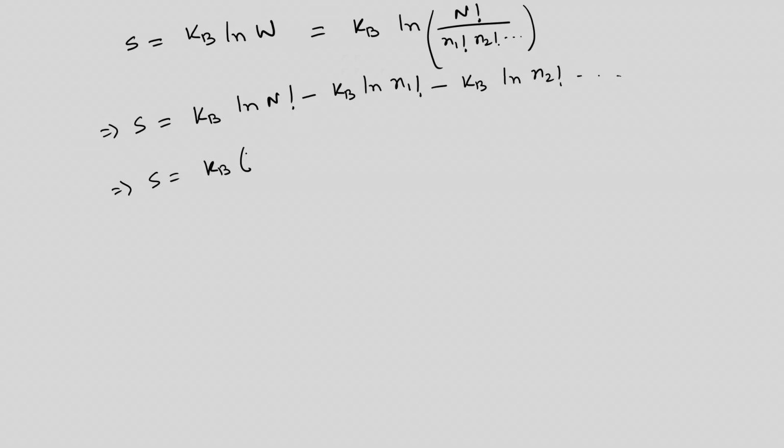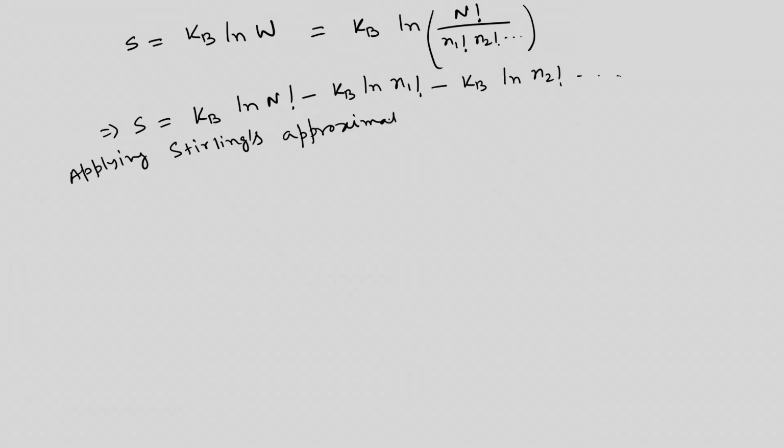Now, we apply Stirling's approximation. Since all the n values are very large, we apply Stirling's approximation and we get S is Kb, ln n factorial gives us n ln n minus n.